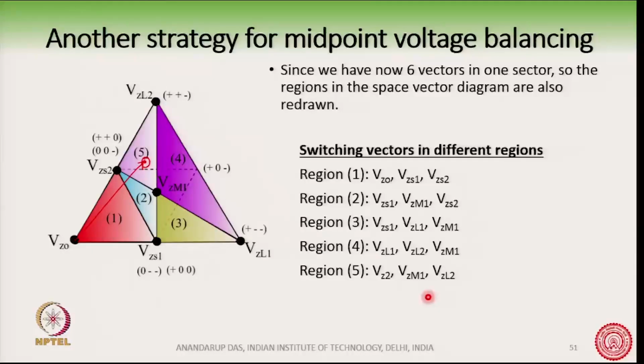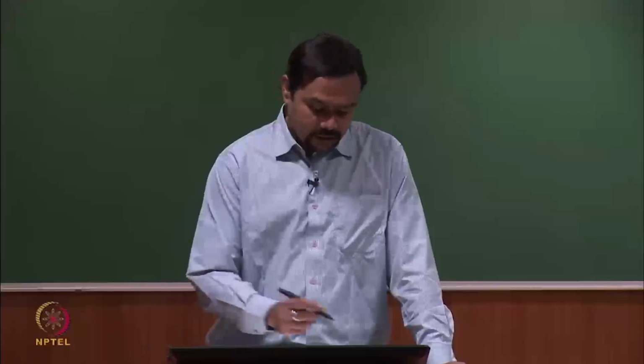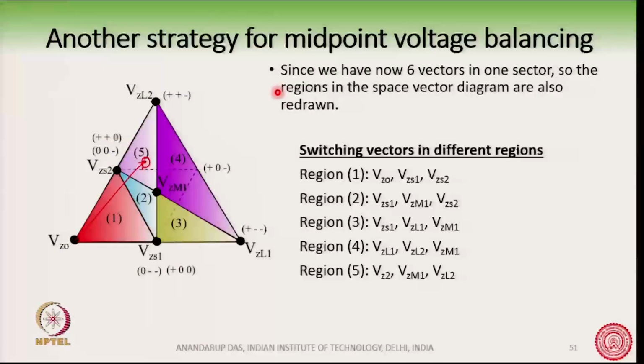So, if the reference vector is here, in region 5, we will switch VzM1, VzL2 and VzS2. Okay. Now, the same principle of volt-second balance we will apply here also. So, we will see that by applying volt-second balance we are able to realize the reference vector.